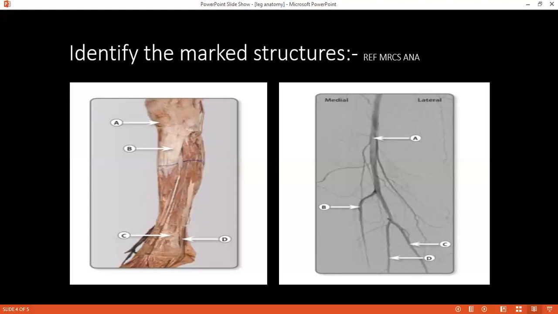Compartment syndrome I've already asked you. So basically, I've asked you all. All right. Good. Thank you.